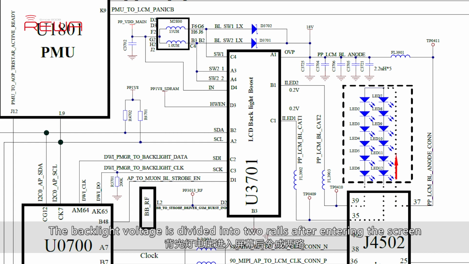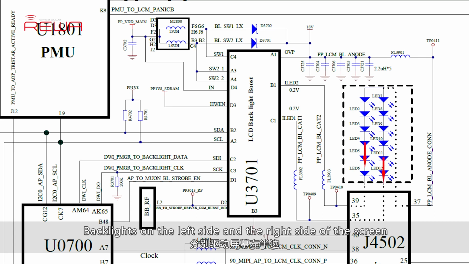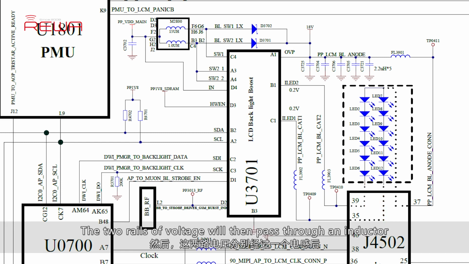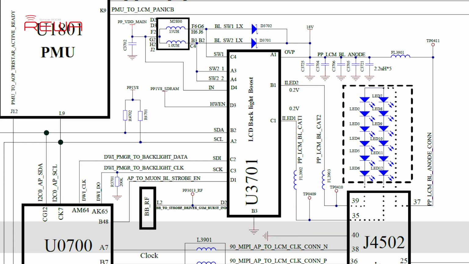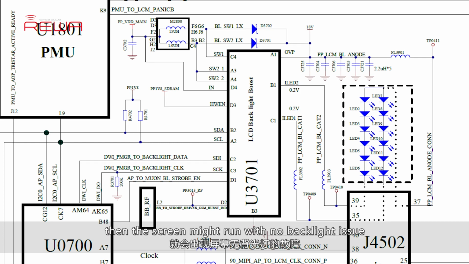The backlight voltage is divided into two rails after entering the screen. Backlights on the left side and the right side of the screen are then driven to glow by the two rails respectively. The two rails of voltage will then pass through an inductor and return back to the backlight driving IC respectively. If either one of the two inductors fails, then the screen might run with no backlight issue.